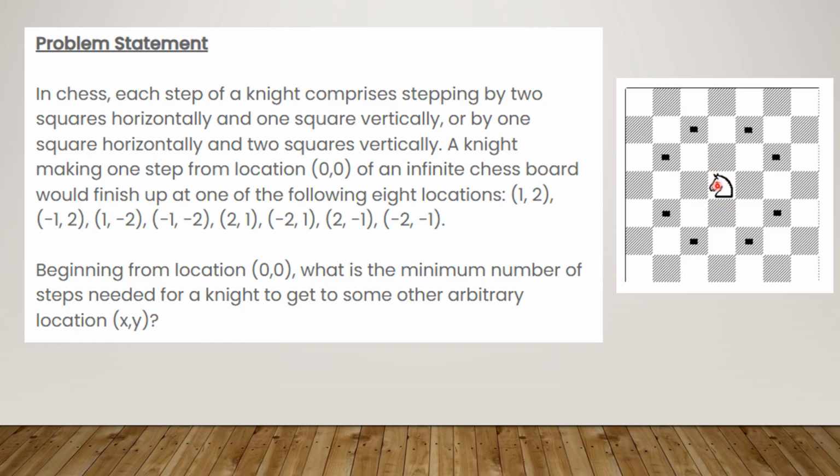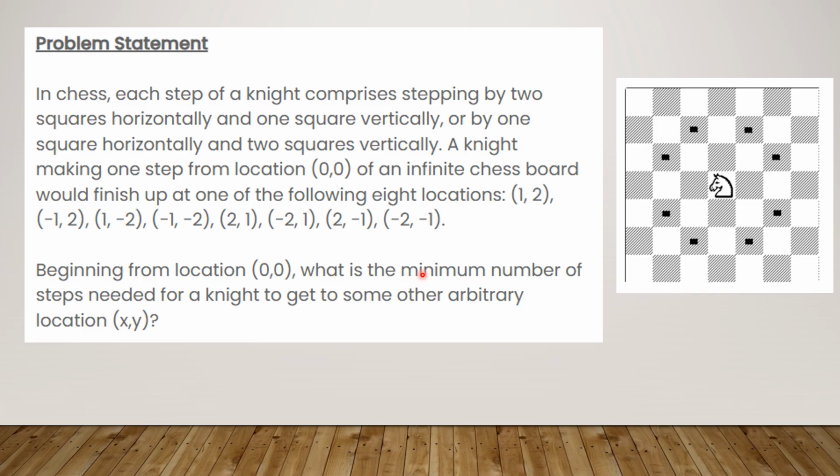And obviously, since we know how to play chess, it can move in L directions like this or like this, and then another L like this it goes up. So if you consider the knight to be in the 0, 0 position, the possible moves are 1, 2, minus 1, 2, 1, minus 2, minus 1, minus 2, and so on. So we begin from the location 0, 0.